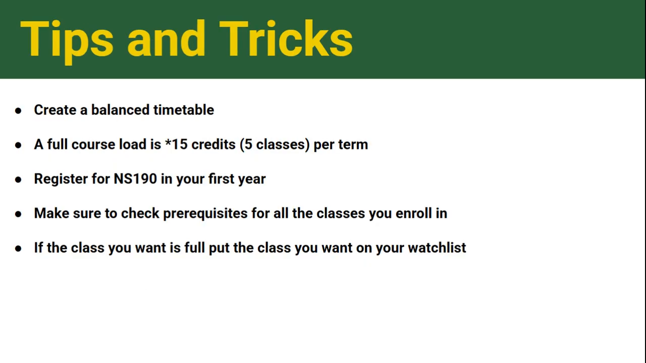Here are just some tips and tricks. So I recommend creating a balanced timetable. Full course load again is 15 credits, so that could be 5 classes per term. Register for NS 190 in your first year, and make sure to check prerequisites for all classes that you enroll in.